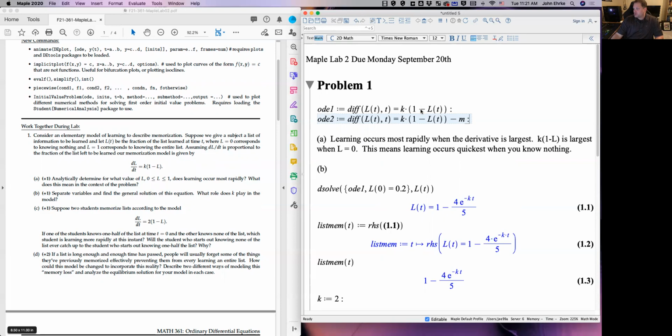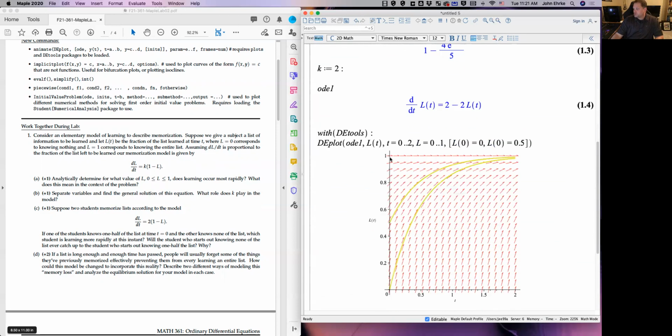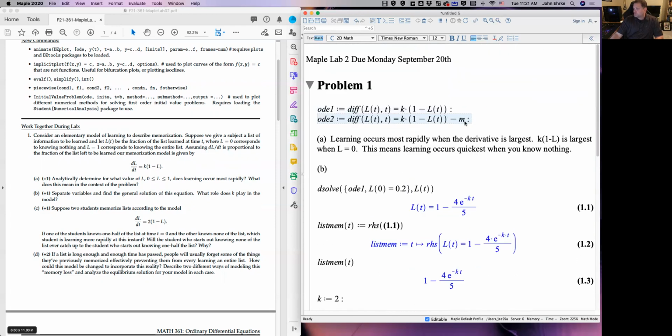Now, I didn't say much about the equilibrium solution here, but you can clearly see that 1 is the equilibrium solution, because once you get to 1, you've memorized 100% of the list. And without some sort of memory loss in place, once you've memorized 100% of the list, you're just going to stay at that level. But if you introduce some sort of memory loss parameter, then you're not likely to stay at that same level. All right.